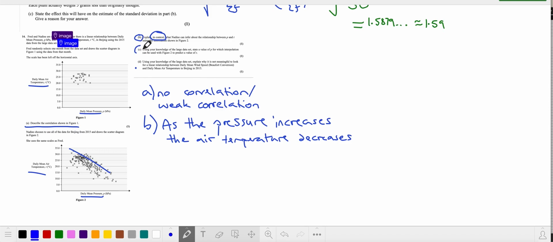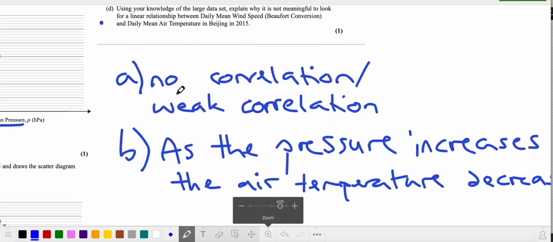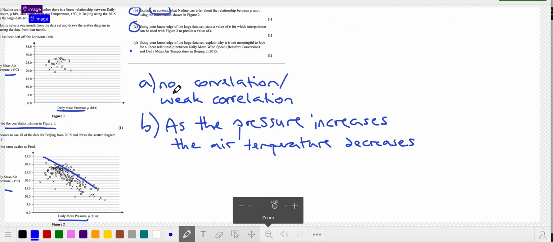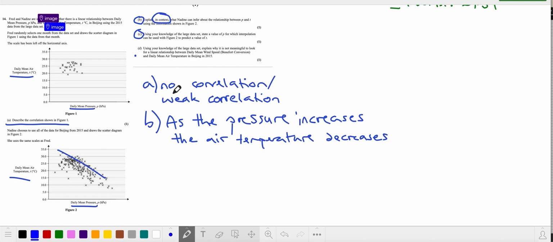Okay, part C. Here's our specific knowledge. Using your knowledge of the large data set, state a value of P for which interpolation can be used. Oh my goodness, what have I done? Interpolation, of course, is when we're reading from within the data range that's on the graph.